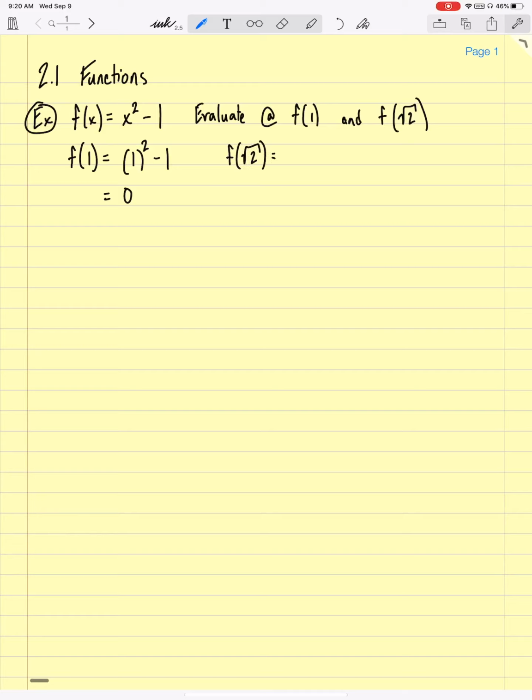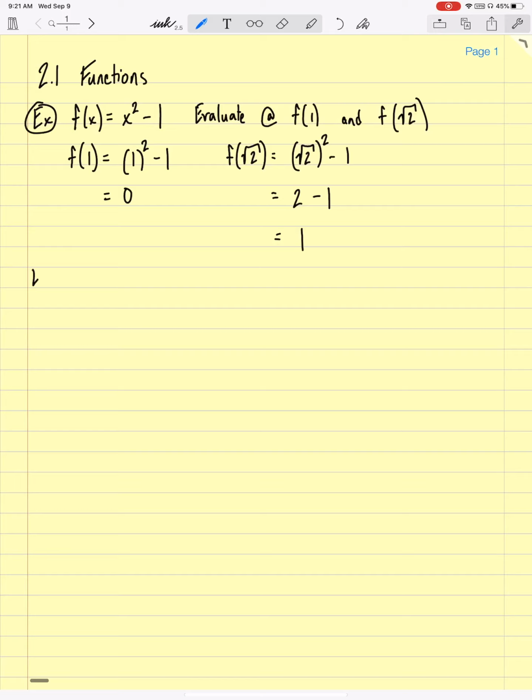F of root 2. In previous classes, you probably didn't plug in stuff like root 2, but we're going to get really comfortable doing that. So again, replace every x with it. Always put it in parentheses. That'll help you throughout the class. One of the main things we look at here is notation and strengthening notation. So even though these are problems you can probably do in your head, we want to write out all the steps. So root 2 squared is just going to be 2, minus 1 equals 1. Those are really simple evaluate problems.